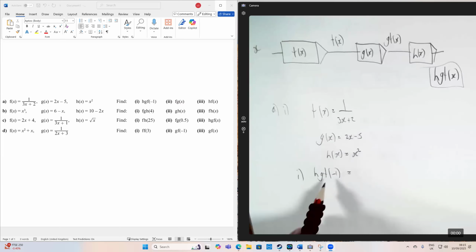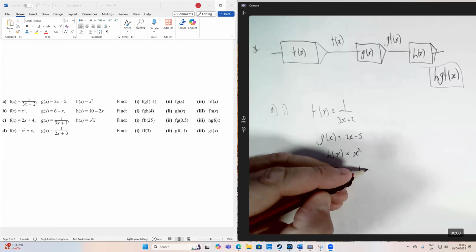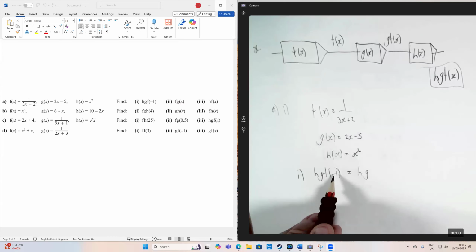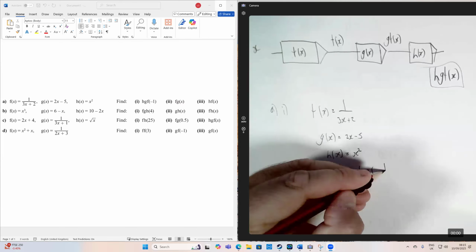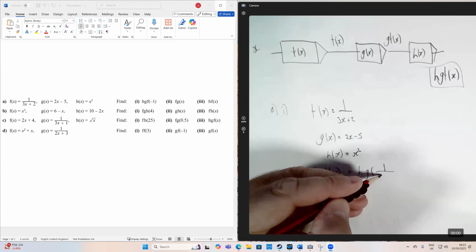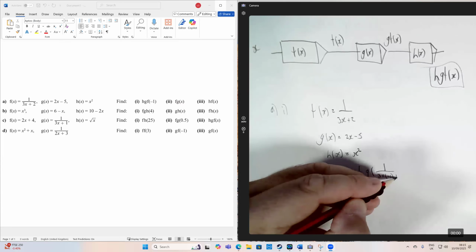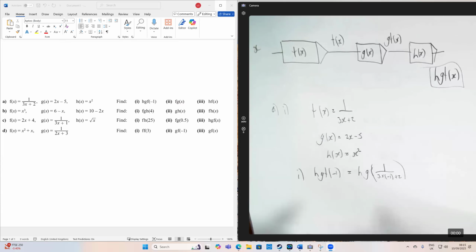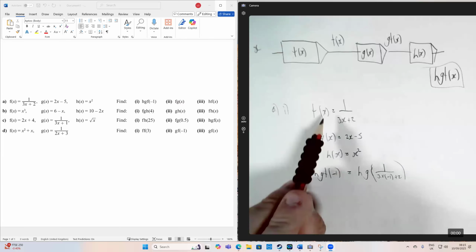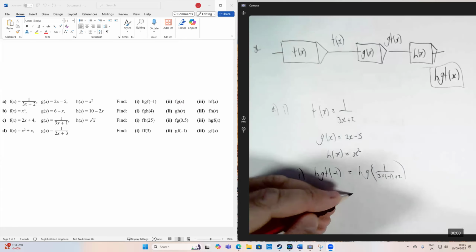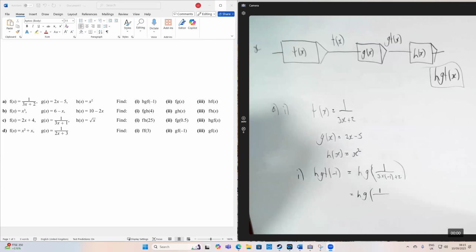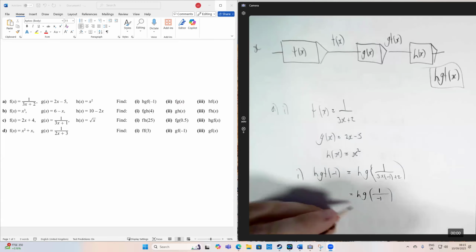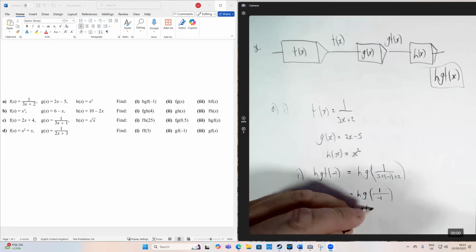First of all, let's work out our f of minus 1. That's going to go into h of g. So we're going to work from the inside out. f of minus 1 is 1 over 3 times minus 1 plus 2. That's our f of x with minus 1 in there. 3 times minus 1 is minus 3, minus 3 add 2 is minus 1. So it's 1 over minus 1, which is minus 1. So we've got to work out h of g of minus 1.